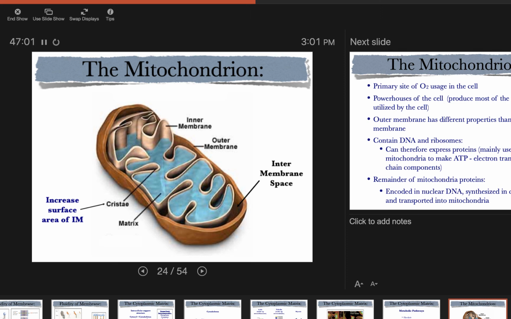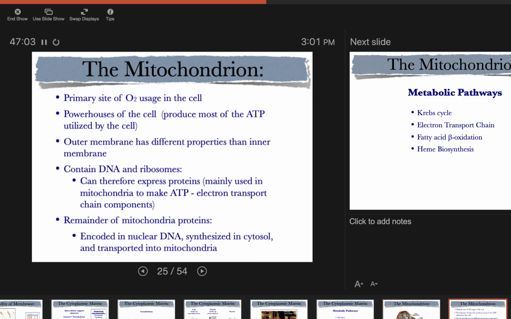All right, so lots of stuff going on in there. Here's the thing. Primary site of oxygen usage. Why? ETC is required. Oxygen is required for ETC. So it's the powerhouse of the cell, but most of the ATP that's made in the matrix isn't used in the matrix. Right? ATP is made in the matrix, transported out. We'll look at that in a few minutes.